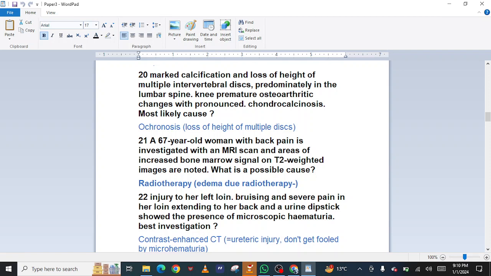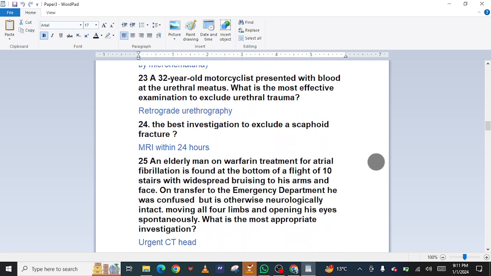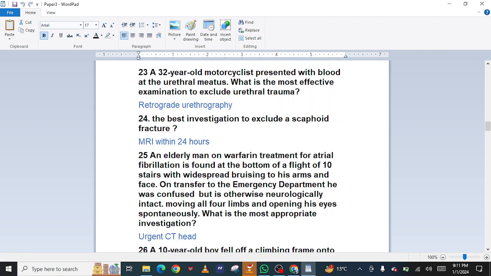Bruising and severe pain in her loin extending to her back and a urine dipstick showed the presence of microscopic hematuria. Best investigation: contrast enhanced CT. 23. A 32-year-old motorcyclist presented with blood at the urethral meatus. What is the most effective examination to exclude urethral trauma? Retrograde urethrography. 24. The best investigation to exclude a scaphoid fracture: MRI within 24 hours.